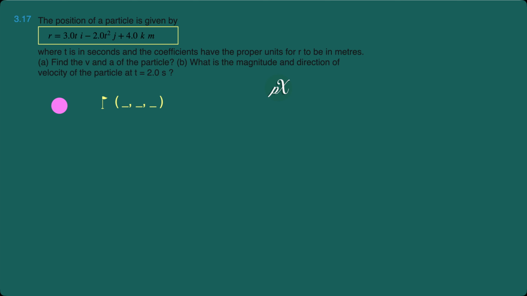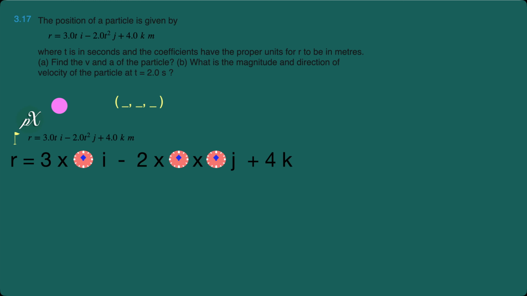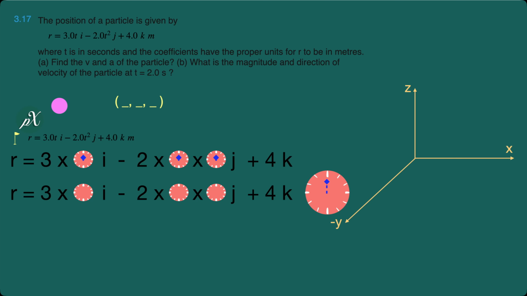Before jumping into the calculations, let's first understand what this equation tells us. Notice that the position vector depends on time. This means as time changes, the position of the particle also changes. Let's see how. When t equals 0 second, the position vector becomes r equals 0i minus 0j plus 4k. So the coordinates of the particle are 0, 0, 4. This means at the very beginning, the particle is located at the point 0, 0, 4.